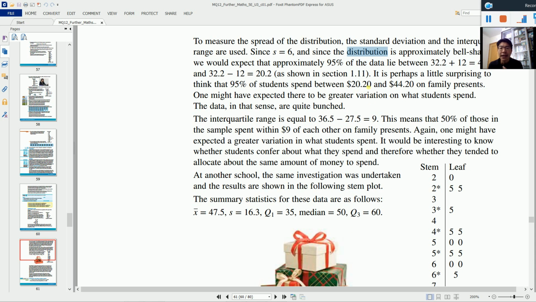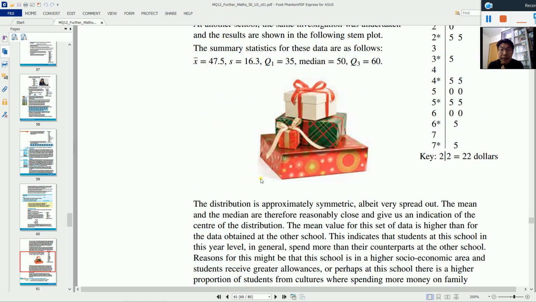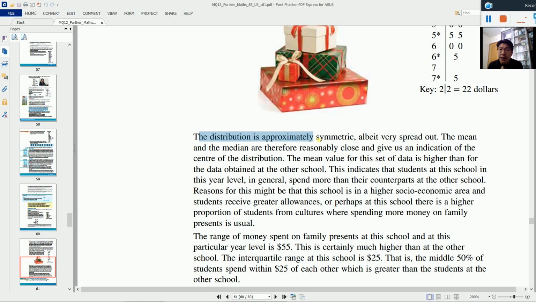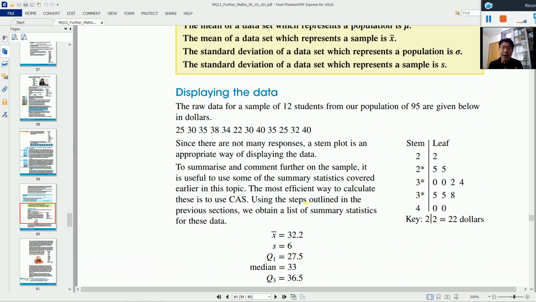Oh, that's a bit too much in here. But like, yeah, the distribution, the greater one, are they talking about the skew? Yeah, here's the next one. The distribution is approximately symmetrical, very spread out. And you have the last one. The interquartile range of the school is 25, and the middle 50% is within $25 of each, which is greater than the other school.